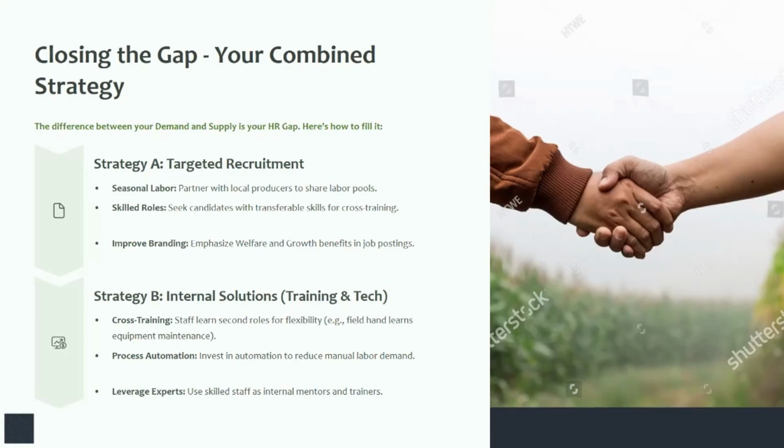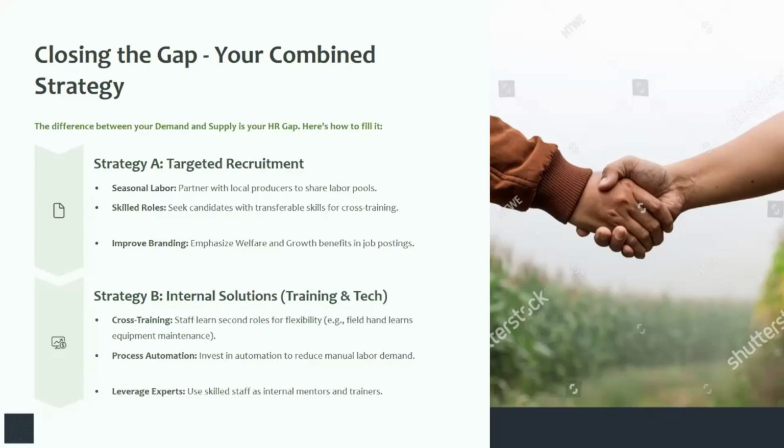Then another thing is process automation. Invest in automation to reduce manual labor demand. Like I mentioned earlier, agribusiness is not what it used to be. It's not what our fathers did. We are in the tech age now, and there are a lot of innovations happening in the agri sector. So I would want you in 2026 to try and automate your process. Invest in automation to reduce manual labor demand.